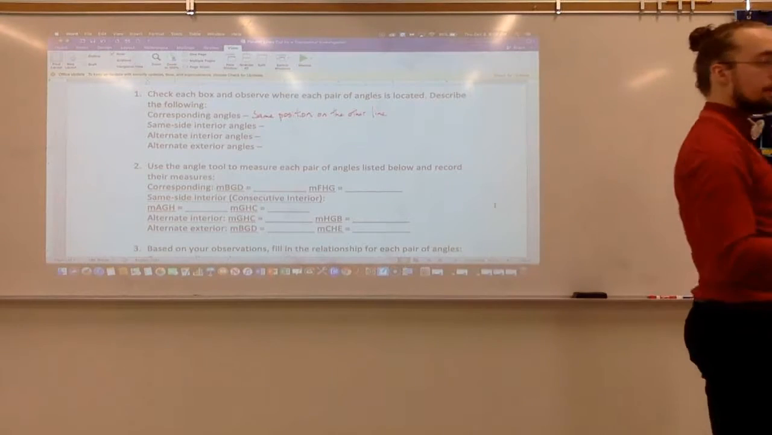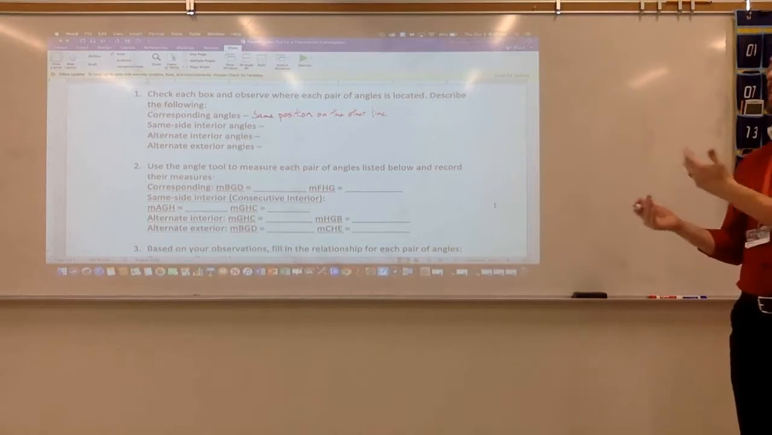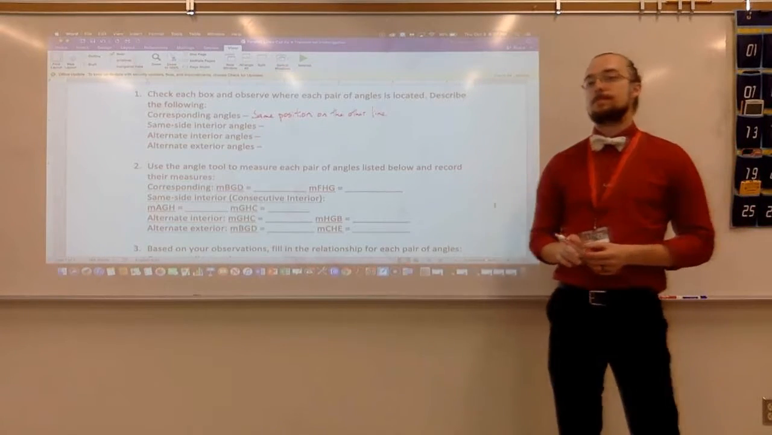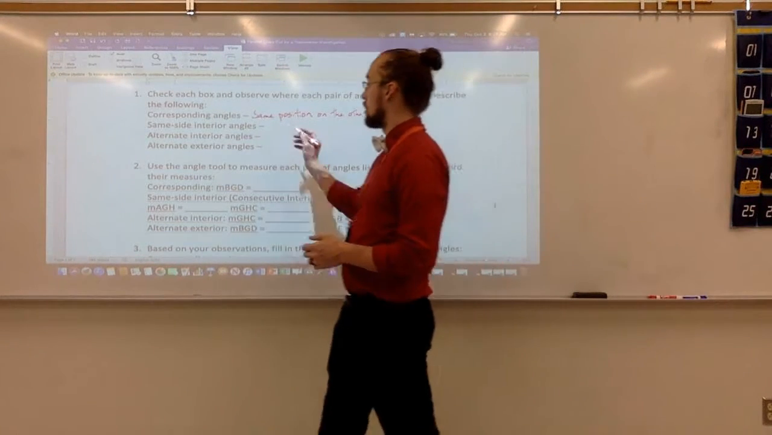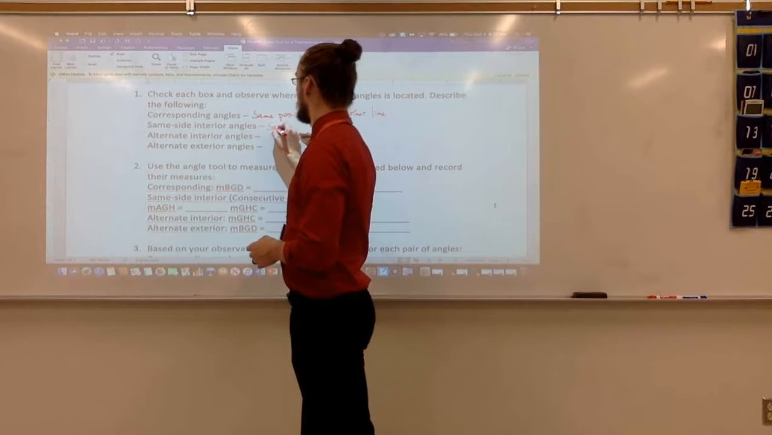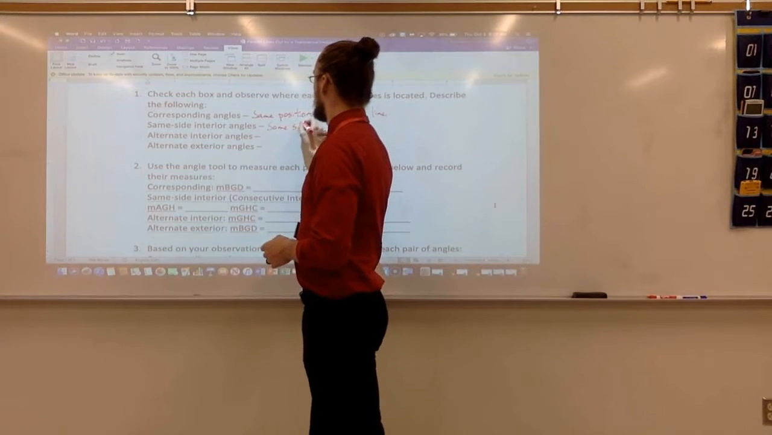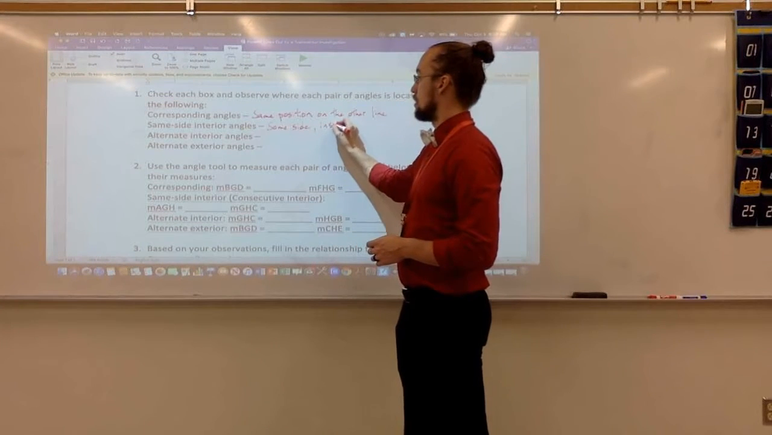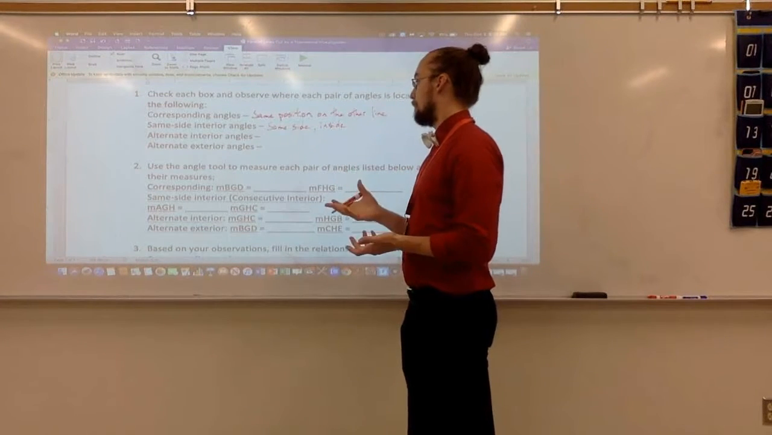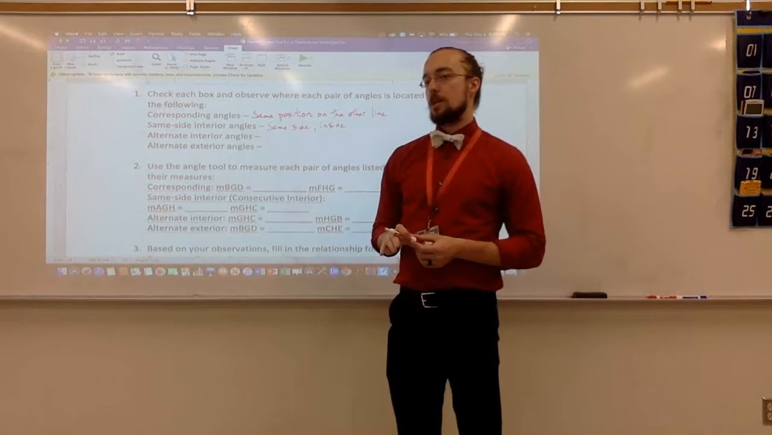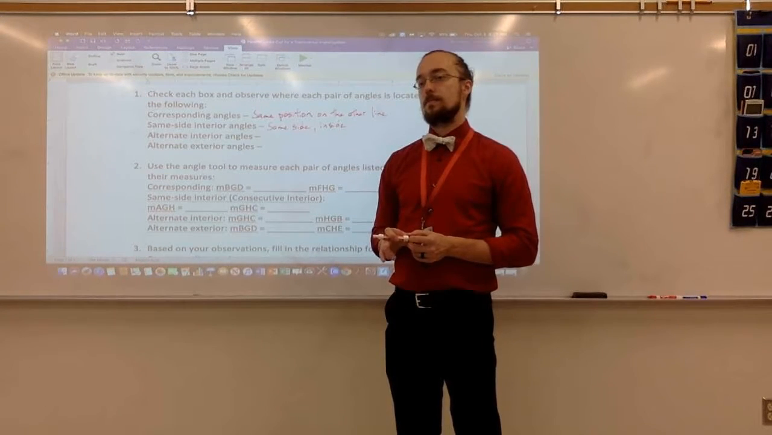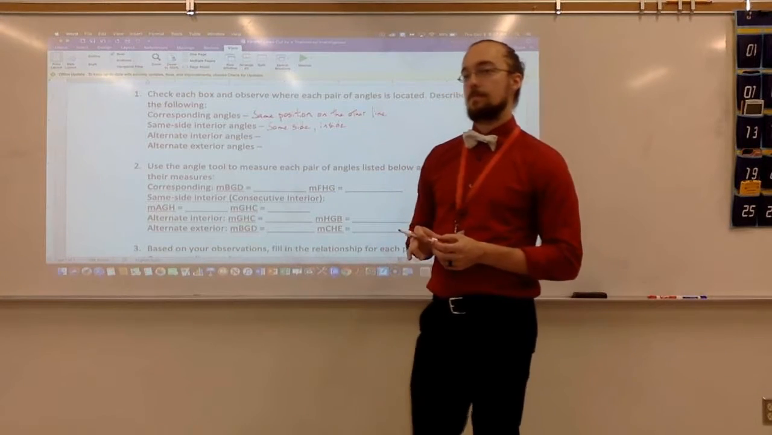Okay, how about same side interior, or consecutive interior? We'll also hear this one called like, same side. They're on the same side, but then on the. Wait, what do you mean opposite angle? Like, times 45. The one that P on.